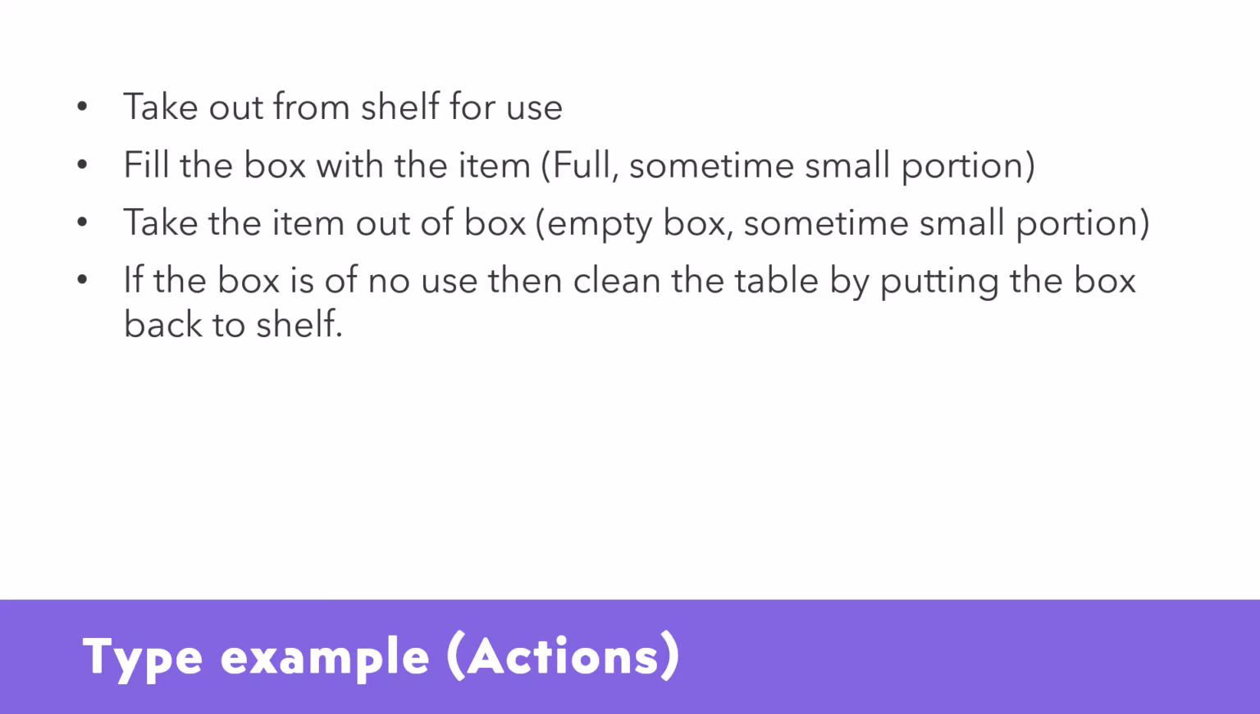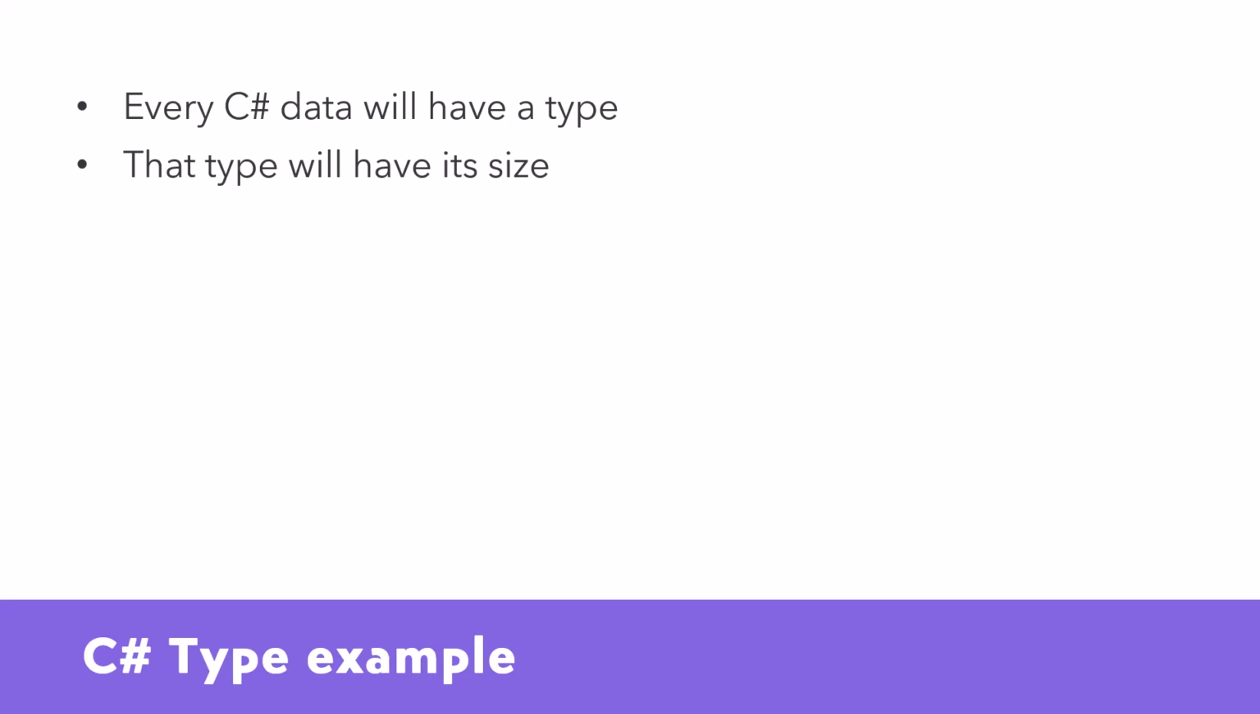Just like we are doing here in the kitchen, every kitchen will have a work table and there will be some permanent storage. We will take out the box from that storage, we will put it on the work table, we will use it, and once there is no use of the box, then again we will put it back. Let's compare the situation with the C# programming language. Every C# data will have a type. That type will have its size.